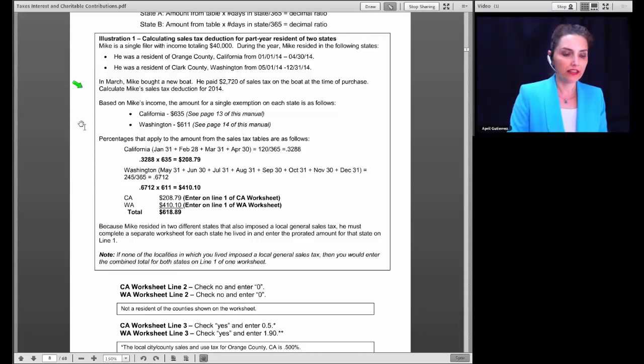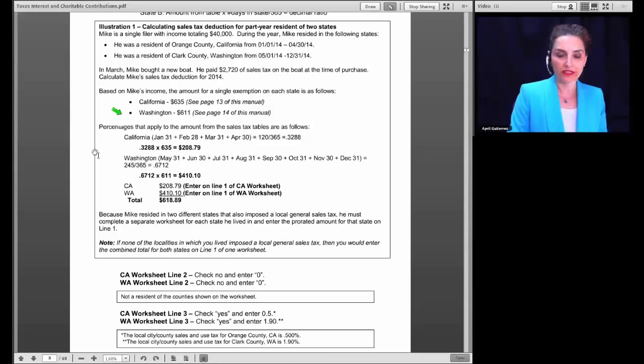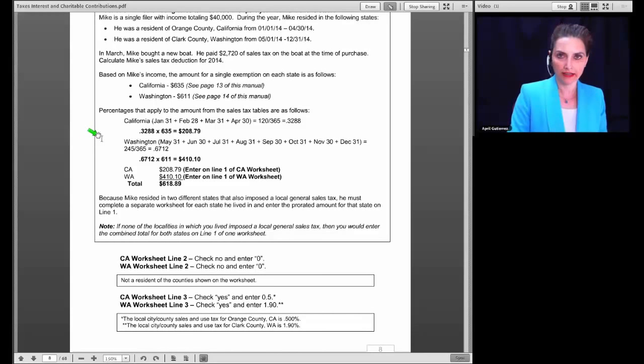And now we're going to calculate the deduction for sales taxes paid that Mike is allowed to claim on his return. Now, based on his income, the amount for a single exemption on each state is as follows. For California, we found $635 on the table. And for Washington, we found $611 on the table. But we're not quite done, because understandably he can't take a full year deduction for each state when he was only in each state part of the year. So naturally we need to do a ratio.